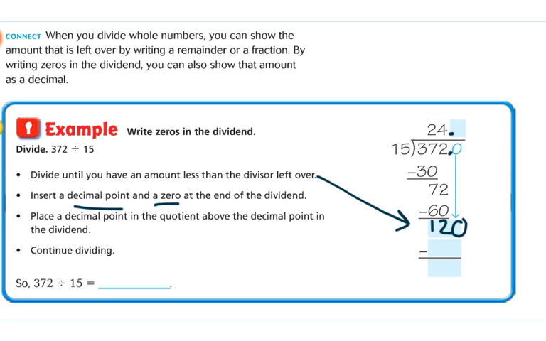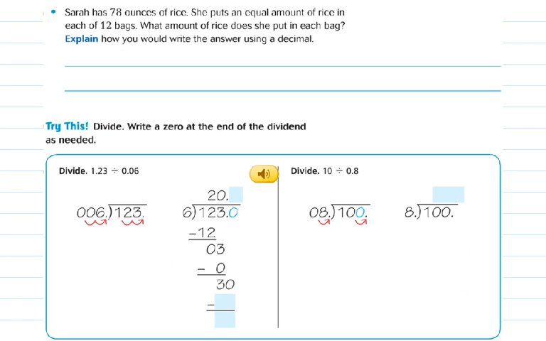120 divided by 15 is 8. 8 times 15 is 120. 120 minus 120 is nothing. So now we have our answer here, which is 24 and 8/10. So remember, sometimes you can add a decimal point and a 0 in the dividend, and you can write your remainder as a decimal or as a fraction.